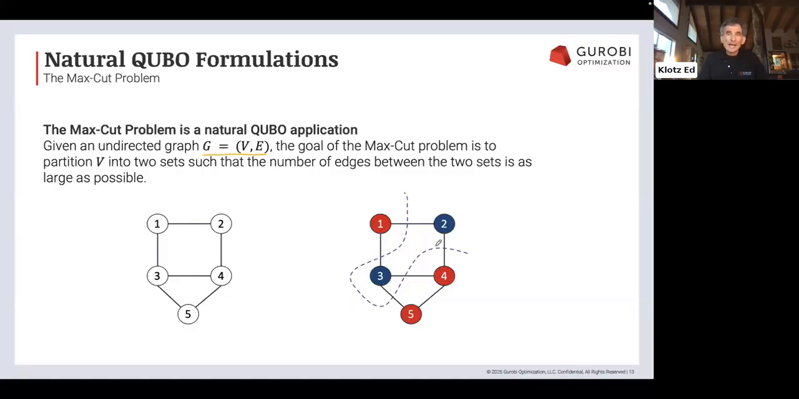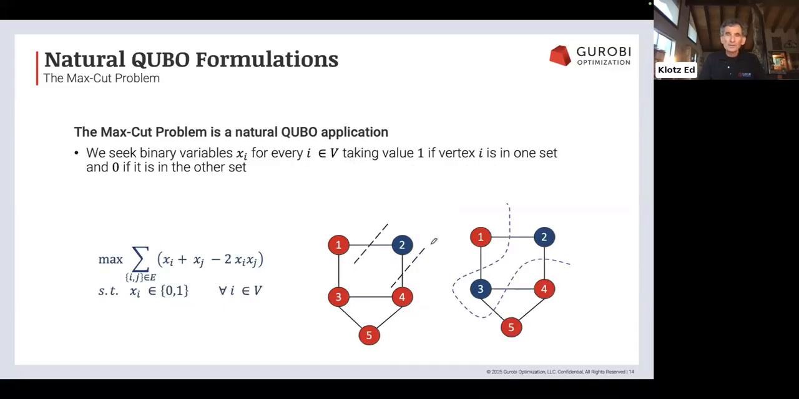So we're only counting edges where one of its nodes is in one set and the other is in the other set. So we would not, in this example, count the edge between 4 and 5, but we would count the other one separated by this dashed curve here. All right, so how are we going to come up with a QUBO formulation of that?